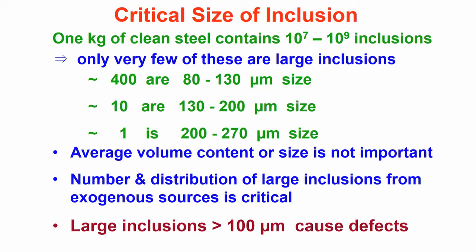So, average volume content or size is not important. What is important is number and distribution of large inclusions. If you see total number of inclusions are quite high, the total number is of no use. What we will be really looking at is the large inclusions more than 50 or 100 micron. Those we have to be very cautious about, because those are the real defect issues, they will be creating problem.